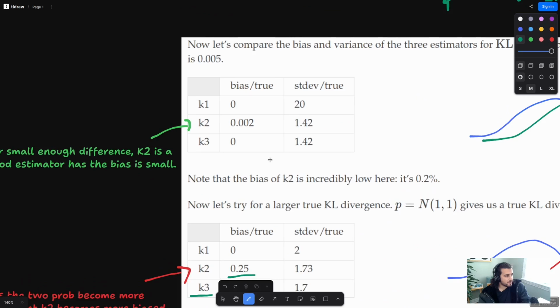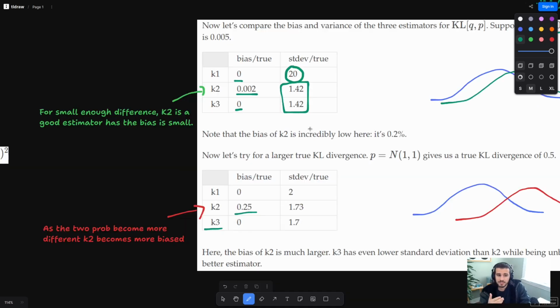If we look at the performance of K1, K2, and K3, K2 has some bias. The other ones don't have any bias because they're unbiased estimators. And what you see here is that K1 is good, but it has high variance. And K2 has low bias, but still has some bias over here. What this means is that K2 is good enough. It's not something that is outlandish.